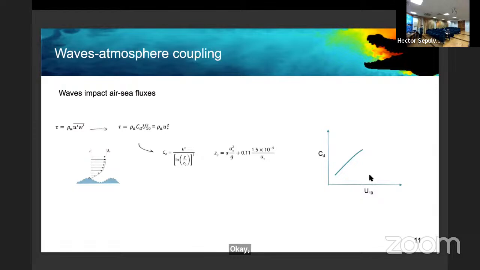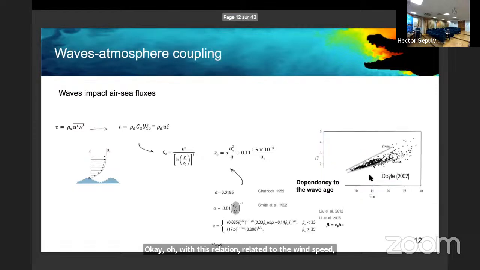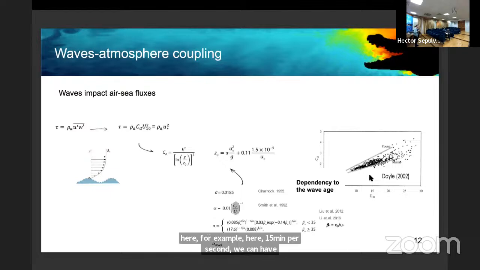But it is known that for one given wind speed, for example here 15 meters per second, we can have various drag coefficients because of the waves, because we can have various kinds of waves for a given wind speed. And so to represent this variability, you need to consider the sea state actually. There were different parameterizations that were tried to make this happen.